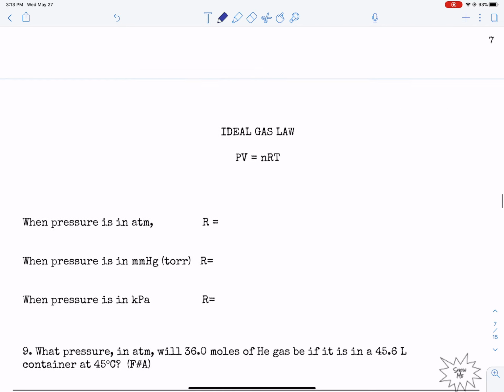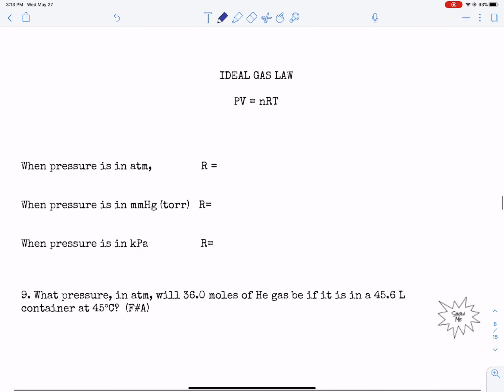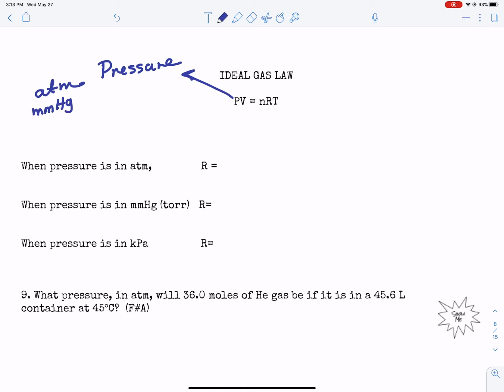Okay, but now what we're going to do a little bit differently is put this in a different formula. It's called the ideal gas law, and it's PV equals nRT. Lots of variables in this, but they're variables that you know. Of course, P stands for pressure, and pressure could be in atm. It could be in millimeters of mercury, which is also called a torr, or it could be in kilopascals.